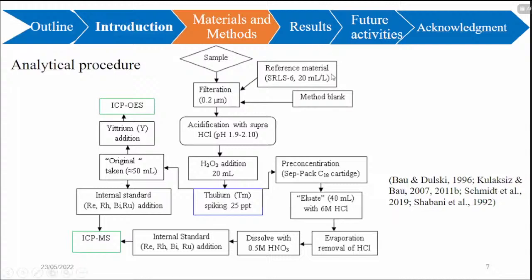The analytical methodology used for quantification of this rare earth element is as follows. The sample will be collected. After the sample collection, it will be filtered through 0.2 micrometer. It will be processed with the reference material SLRS-6 and with the method blank. After that, it will be acidified with Suprapur HCl to a pH of 1.9 ± 0.1.